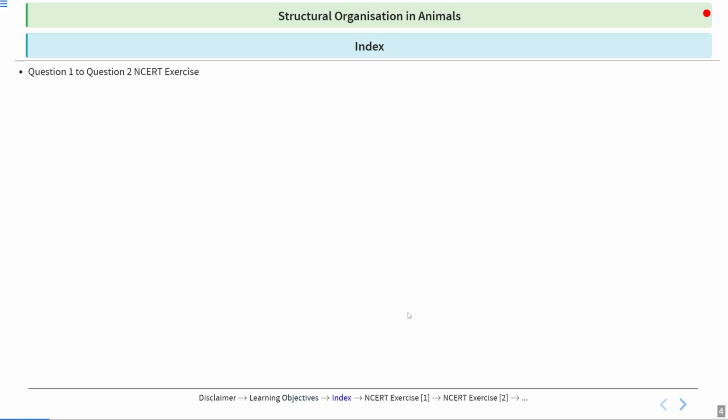So today's index: question 1 to question 2, that is the NCERT exercise, and these are NCERT based questions. And we have some more questions, from question 1 to 14. These are the NCERT based questions, right?